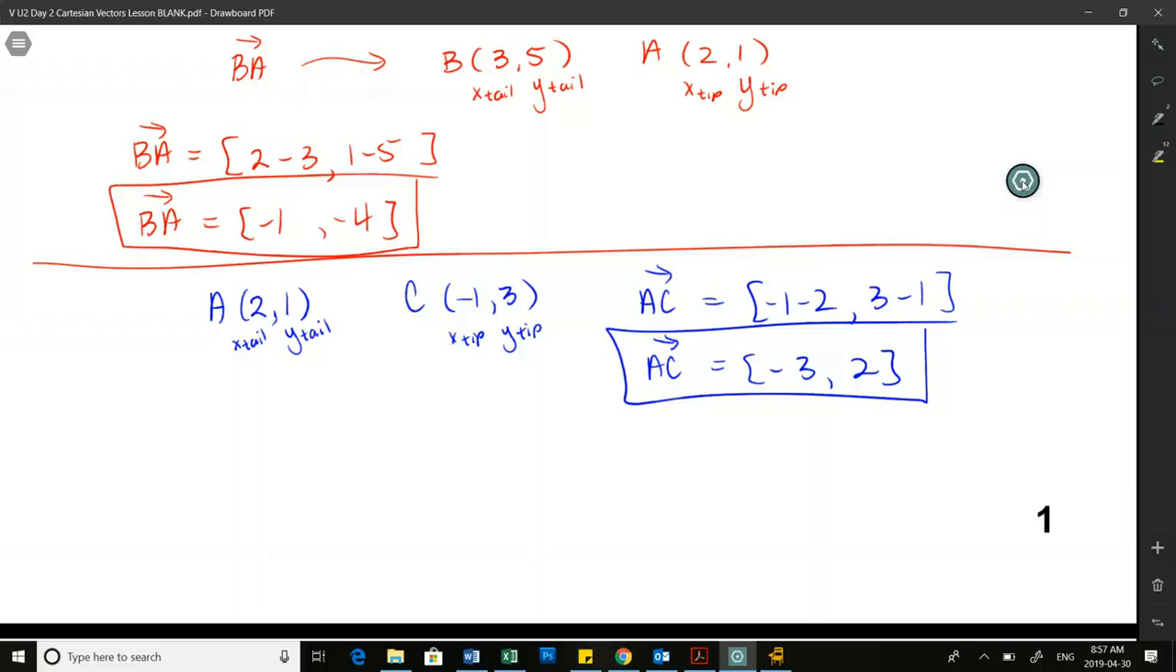So far, so good? Not too bad? Essentially what we're doing, guys, is we're using almost like a distance formula where we find the difference between the x's and the difference between the y's in order to see how many units we go over and how many units we go up or down. Any questions on these guys before we move forward? Okay.